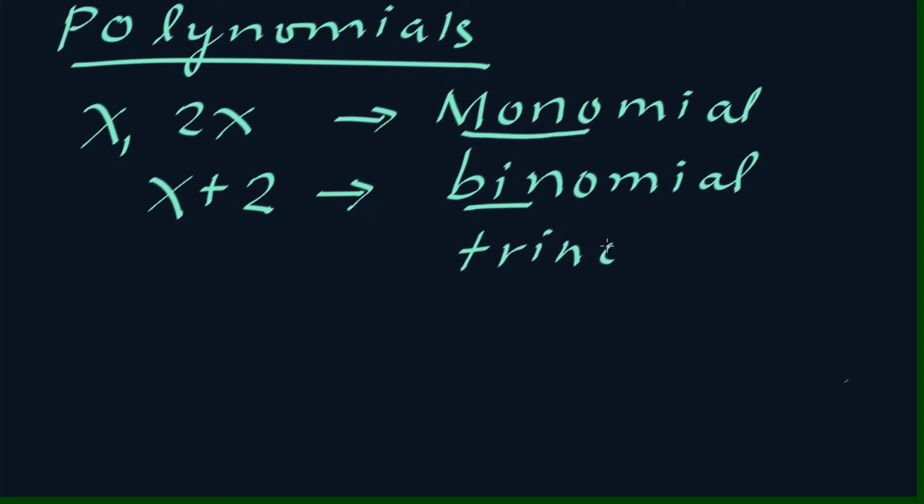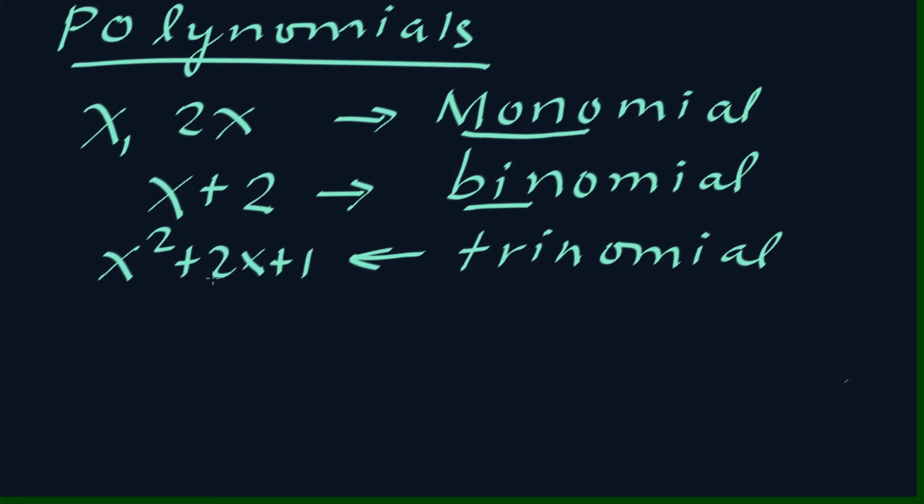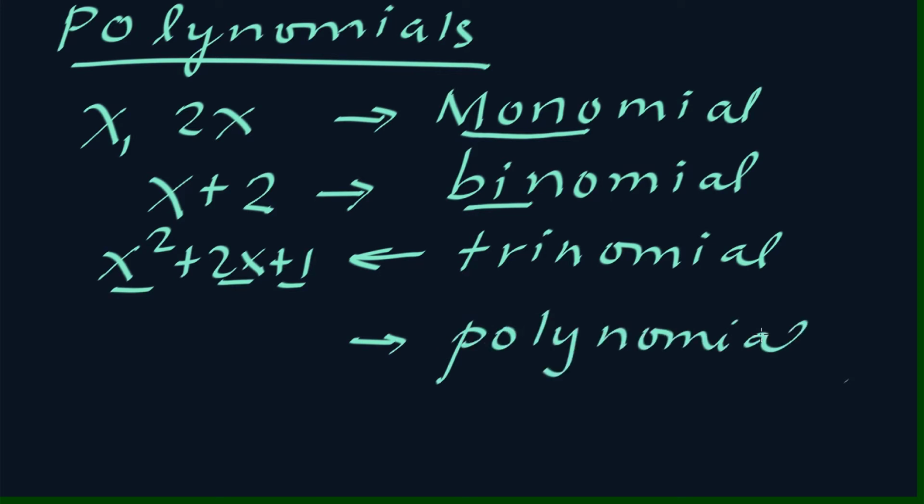Now, once we have three terms in our expression, say you have x squared plus 2x plus 1, so we have this 1, 2, and 3. Now, this polynomial is specifically called a trinomial. Now, you can have more than 3. In that case, we'll just call it a polynomial in general or multinomial. So you have x cubed plus x squared plus x minus 5. Now, all of these are polynomials, but these specific names are used when we want to emphasize the number of terms in a given expression.